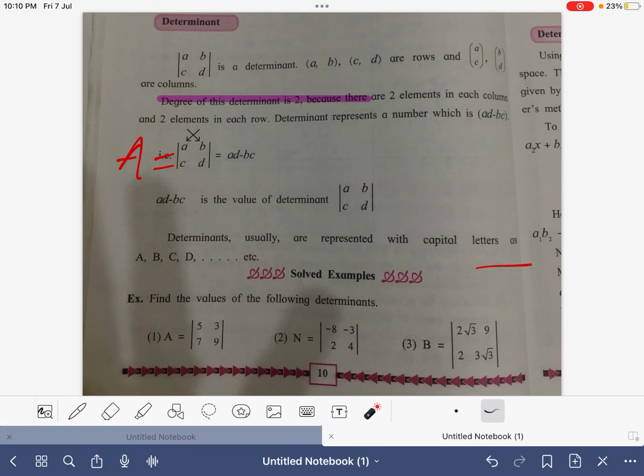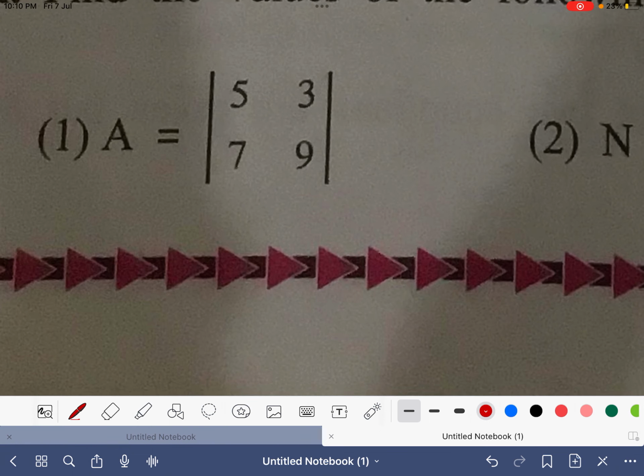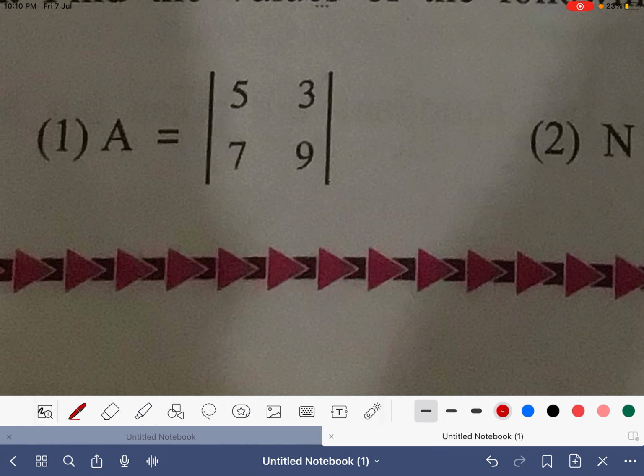So let's see the next question. These are the solved examples given to you, and we have to find the value of the following determinants. So A is equal to, N is equal to, and B is equal to. Clear? For that, what we have to do is take simple multiplication. If you want to solve this determinant, this is our question, so we have to solve this question.